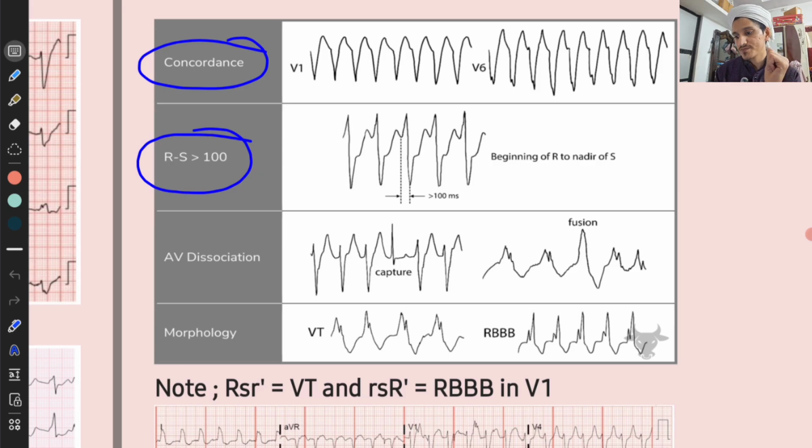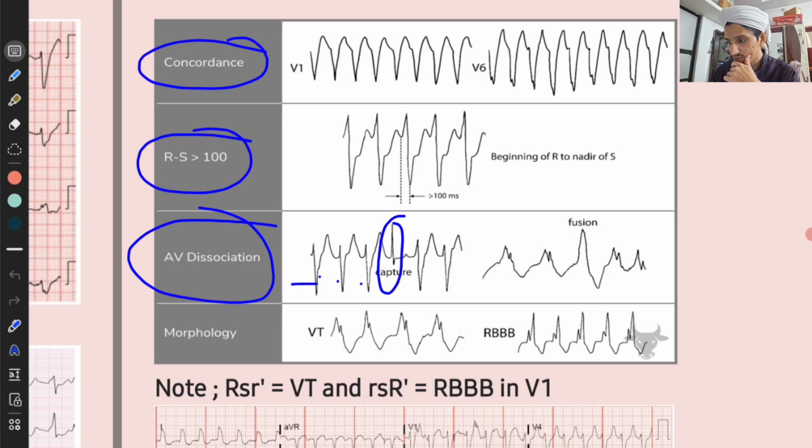Then AV dissociation. The hallmark of AV dissociation is capture beats and fusion beats. These are the hallmark features. You can see here that this QRS complex is different from all the other QRS complexes. This fusion beat is different from all of these. So fusion beats and capture beats are hallmarks of AV dissociation. That is one thing.